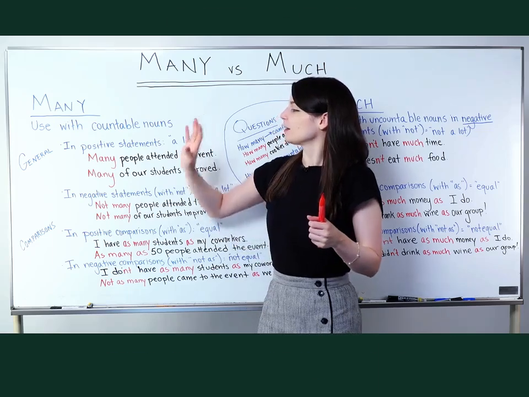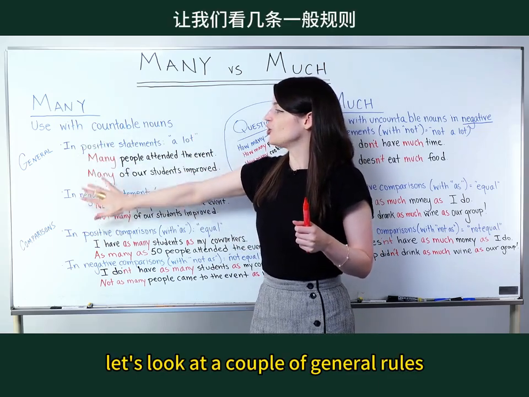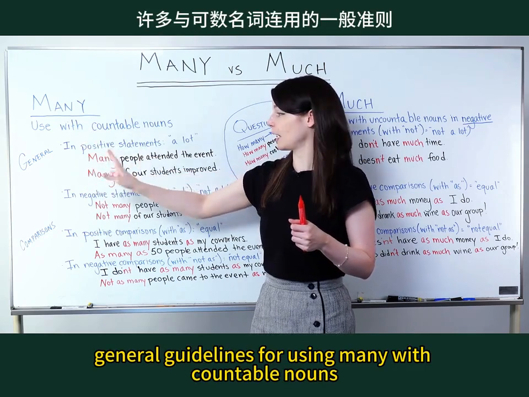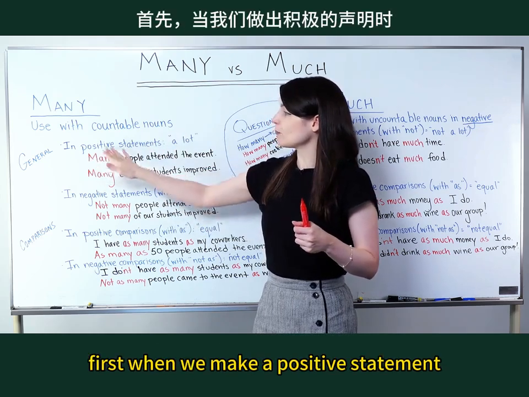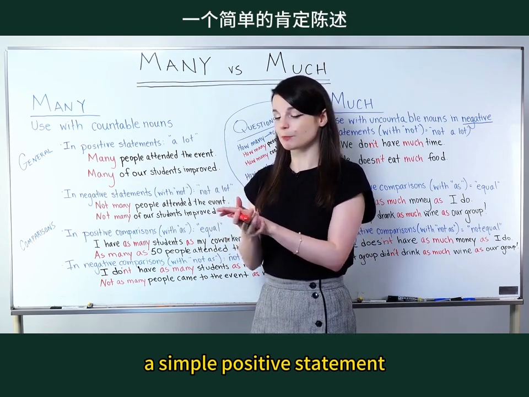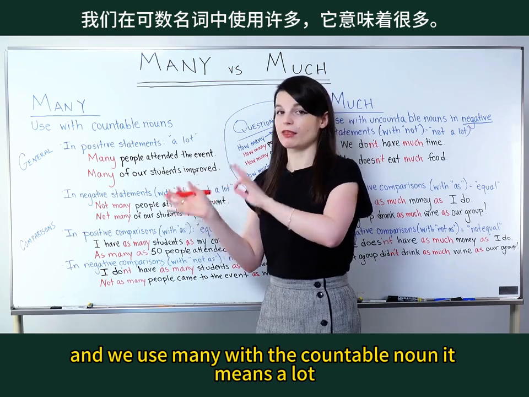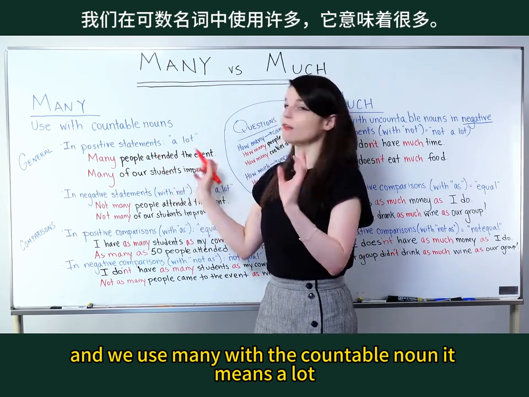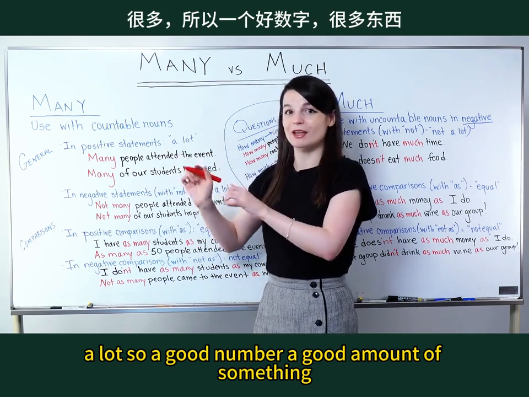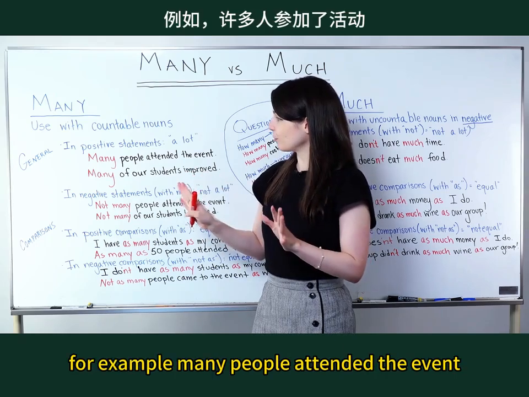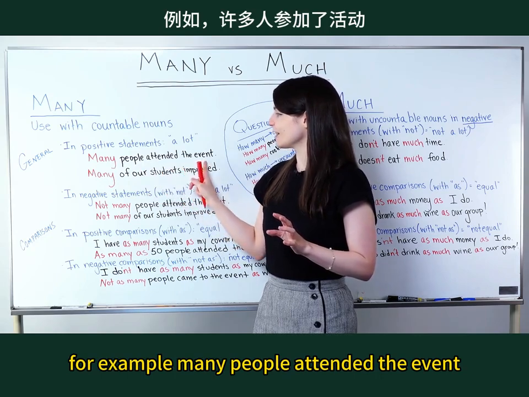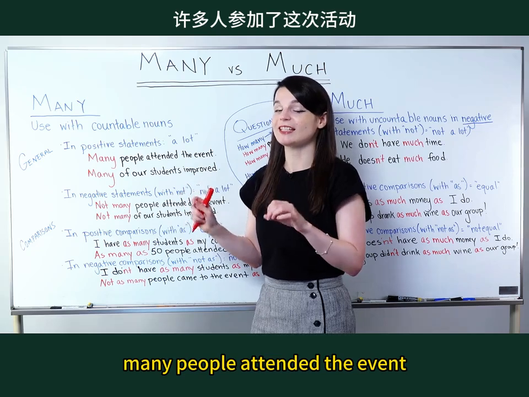Okay, so let's look at a couple of general guidelines for using many with countable nouns. First, when we make a simple positive statement, and we use many with the countable noun, it means a lot. So a good number, a good amount of something. For example, many people attended the event.